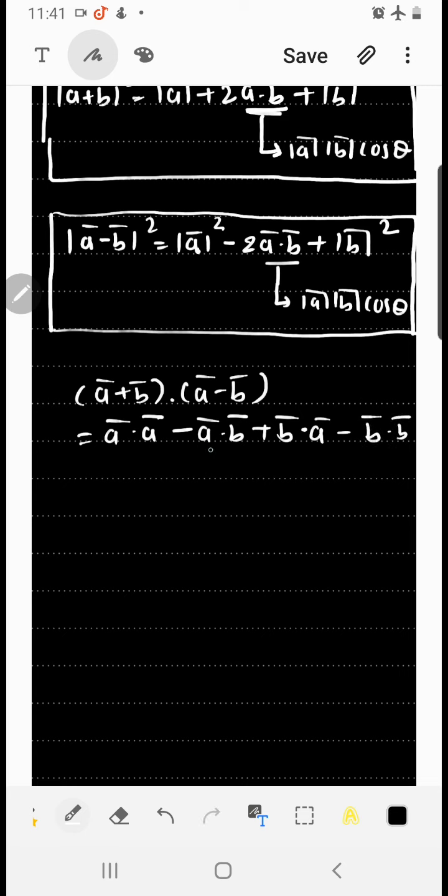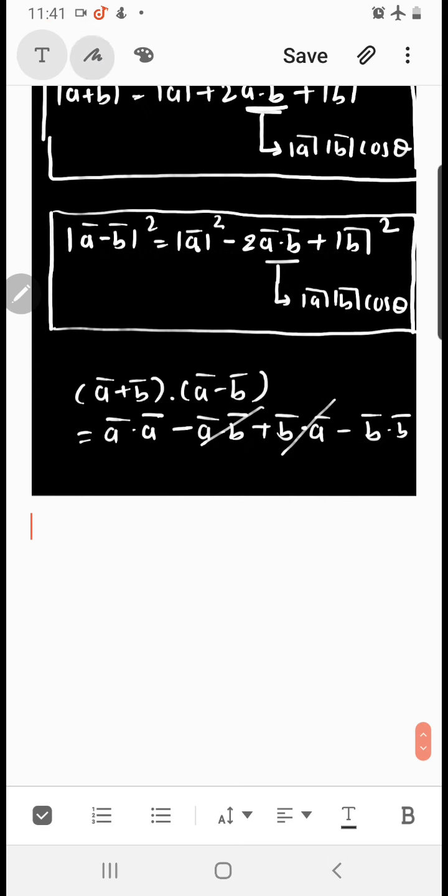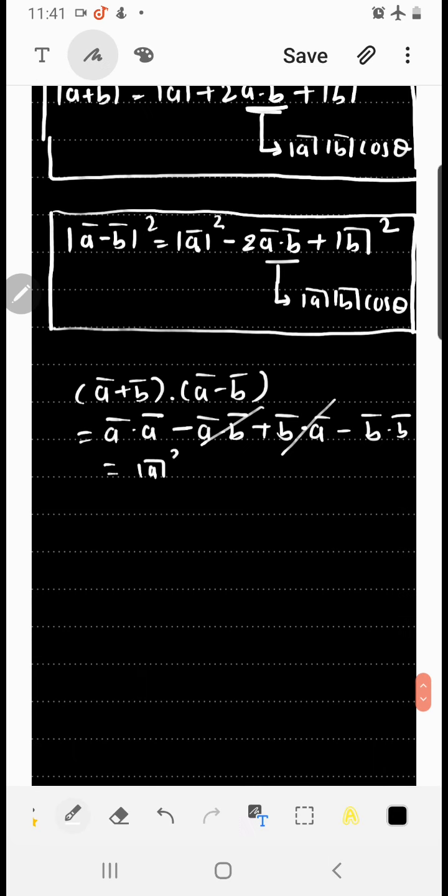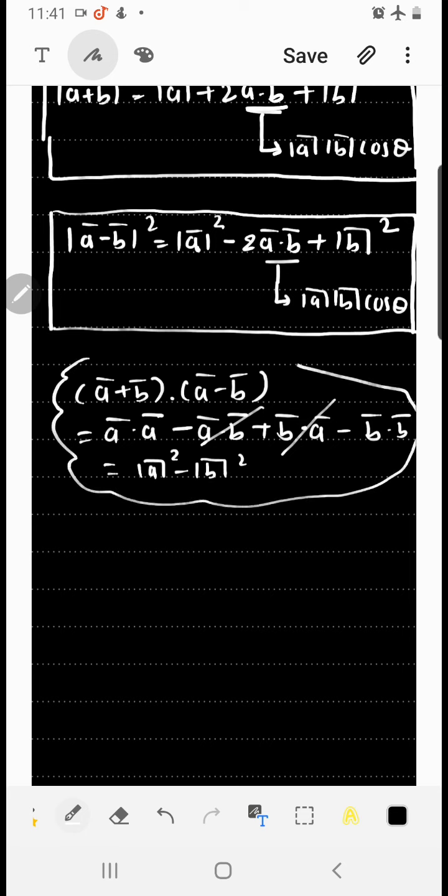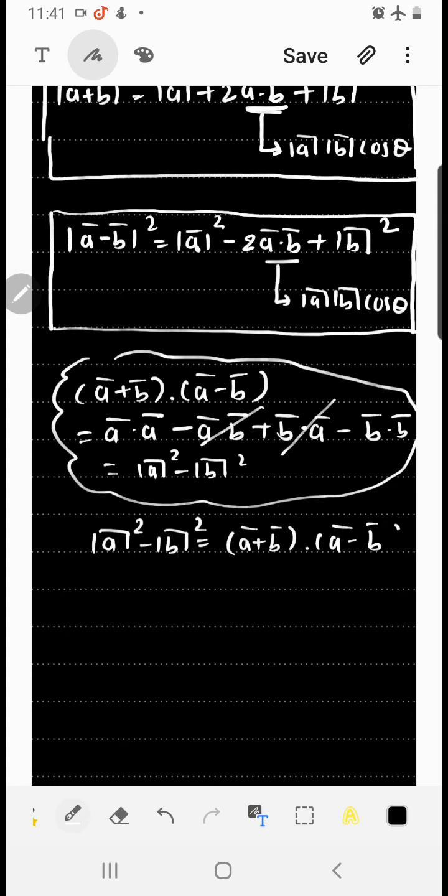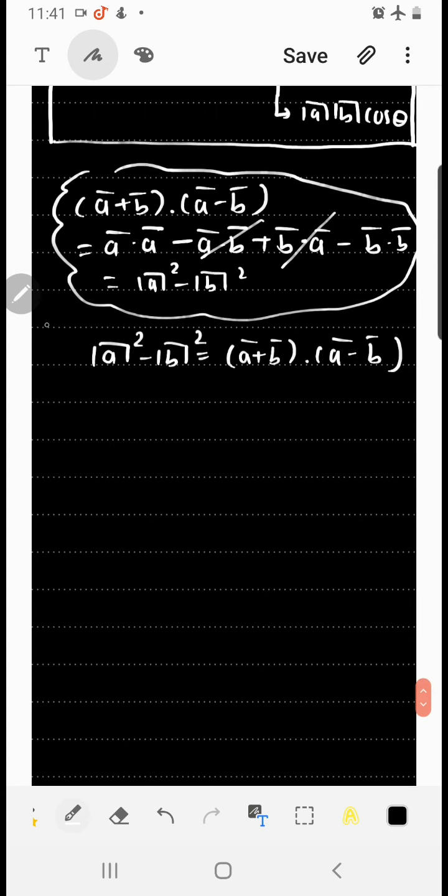If you see, a bar dot b bar and b bar dot a bar will get cancelled. So what do I get here? Mod a square minus mod b square. OK, so with this thought, I got the third result of the formula, which says mod a square minus mod b square is a bar plus b bar dot a bar minus b bar. So this is your third formula.